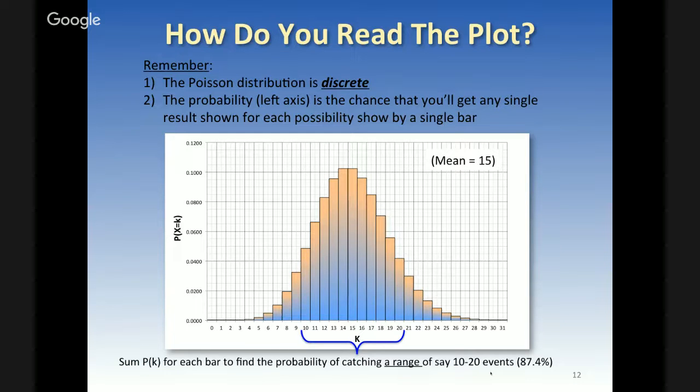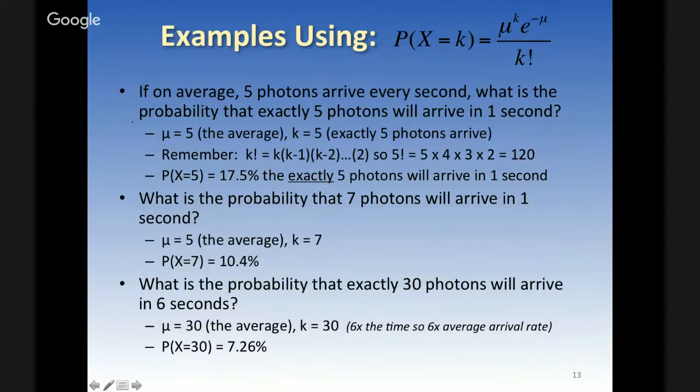So you can use this little equation, and again, if on average 5 photons arrive every second, what's the probability that 5 will arrive in 1 second? Well, again, it's just reading the chart or plugging in the numbers. And we just set k equal to 5, exactly 5 photons arrive. And remember, k factorial is k times k minus 1 times k minus 2 all the way down to 2. So 5 factorial would be 5 times 4 times 3 times 2 is 120. That's what that is for k equal to 5.